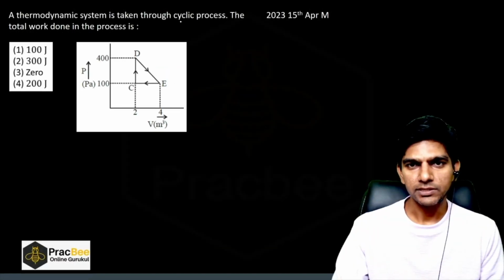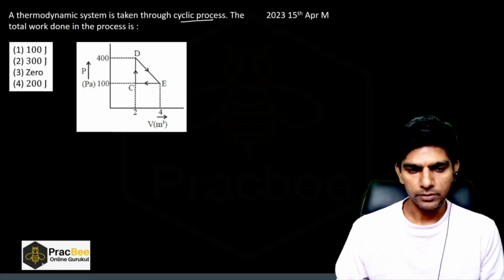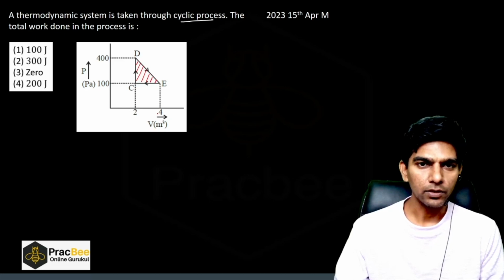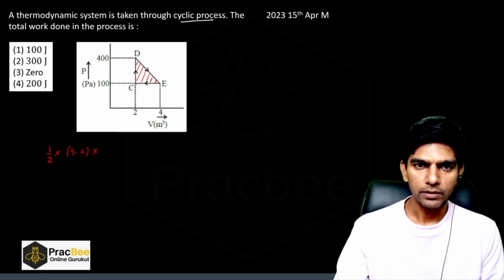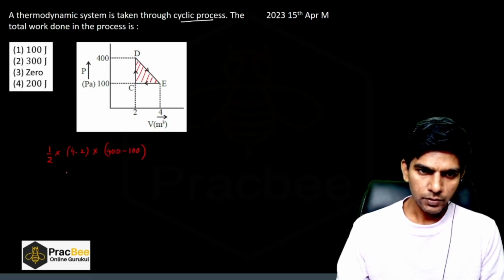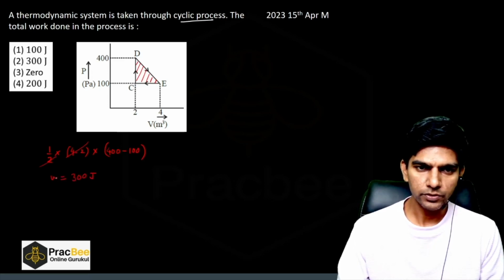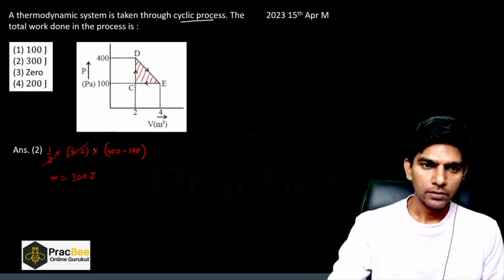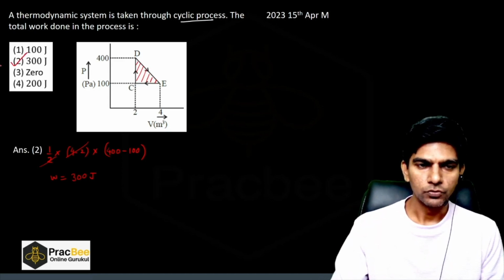Now here we have given a cyclic process. Now we have to find the work done. So can you see this cyclic process? So we have a triangle. So basically we have to calculate the area of this triangle. So it will be half base. Base will be 4 minus 2. And the height will be 400 minus 100. So this will become 300, right? 300 joules. So that is the work done by the gas, and it is a clockwise cycle, so it will be a positive work done. So the answer is option 2.